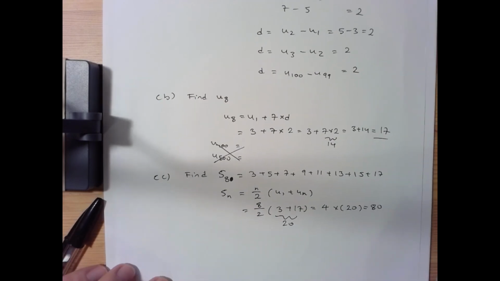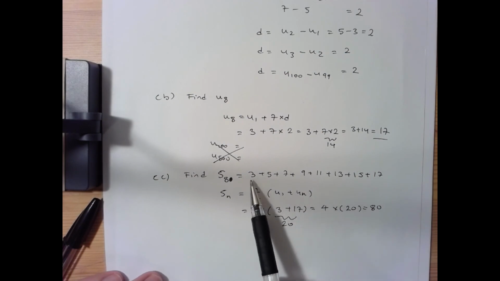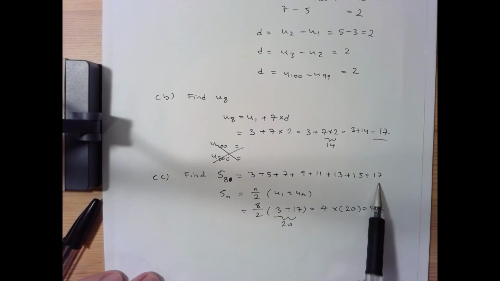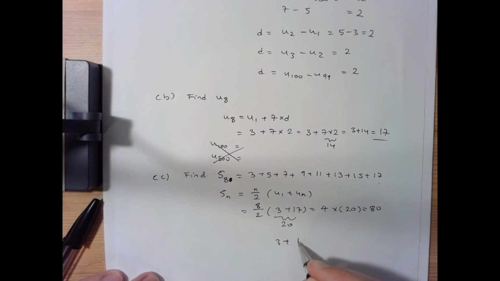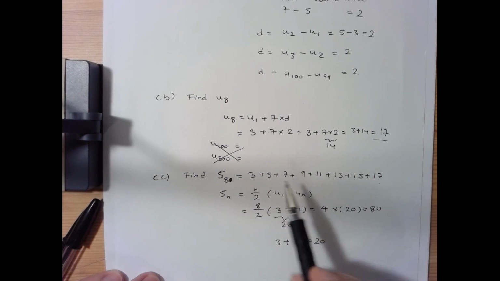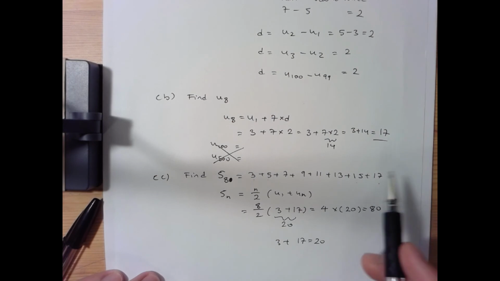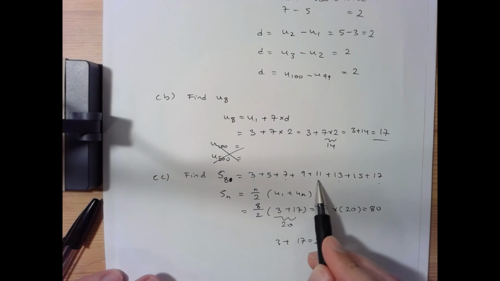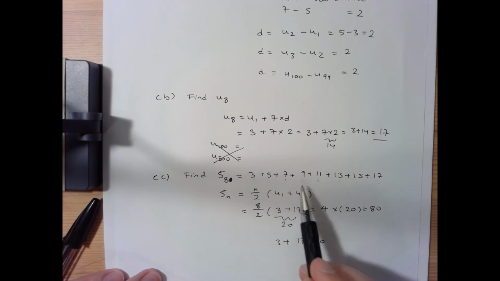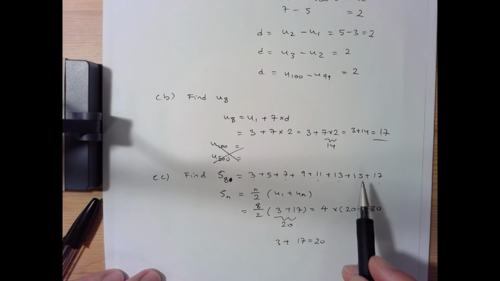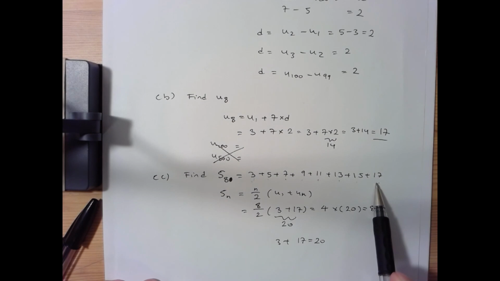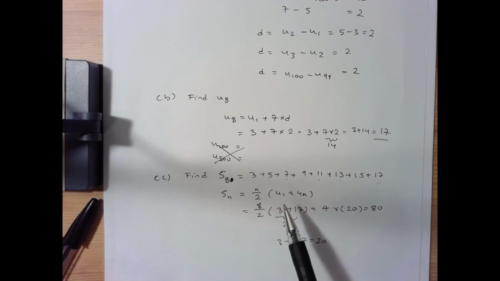Another way to imagine this is that you see that there are 4 pairs of 20. So if you take a look at the first term and the last term, 3 plus 17 is 20, right? If we take the next two terms, so 5 plus 15 is 20, 7 plus 13 is 20, and then 9 plus 11 is 20, right? So we have 4 pairs of 20, and the 20 consists of the first term plus the last term. And that's where this formula actually comes from.